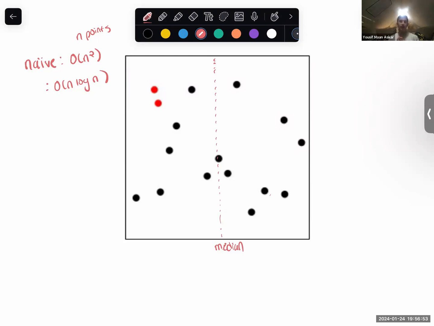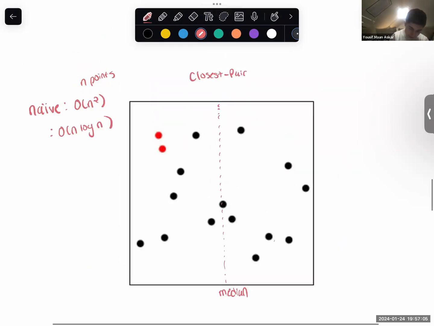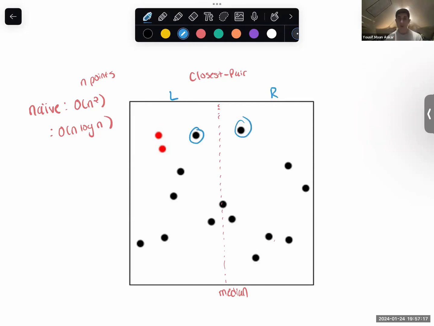Now, when we're considering the pair of points that have the closest distance, there are three possible locations where those pair of points could be. Both could be on the left side, like these two right here are. Both could be on the right side, or one of them could be on the left and one of them could be on the right. So there are three possible cases, and we have to consider all three possible cases.